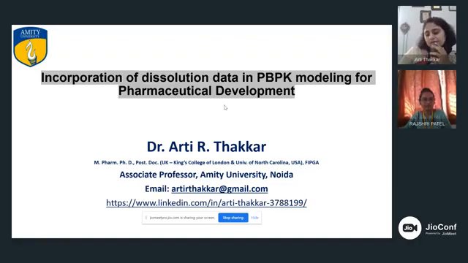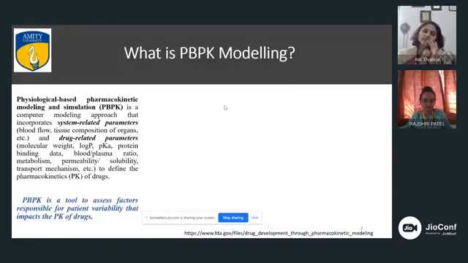So let me just walk you through, before I go ahead with the case studies. First of all, let's understand what PBPK modeling is. The full form is physiologically based pharmacokinetic modeling and simulation, of course PBPK.